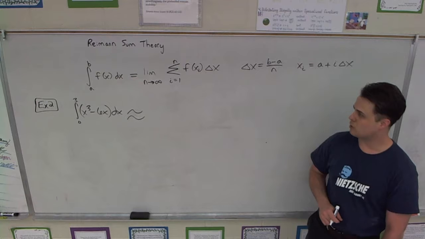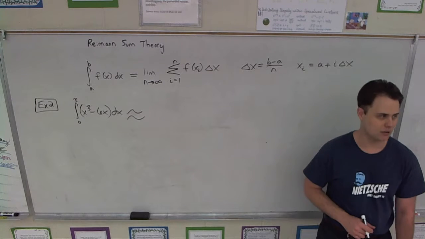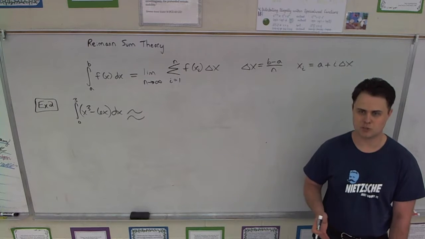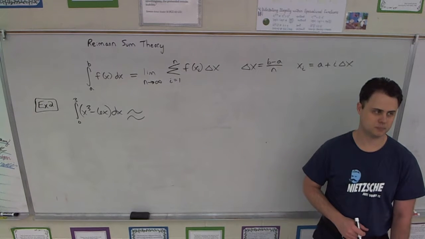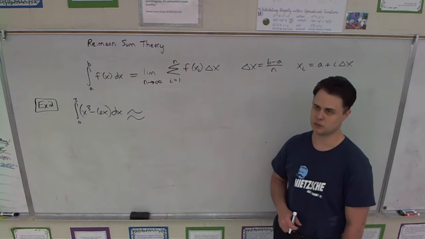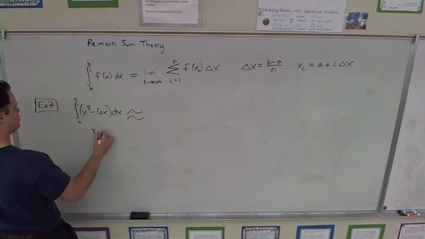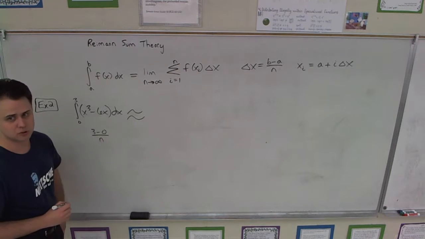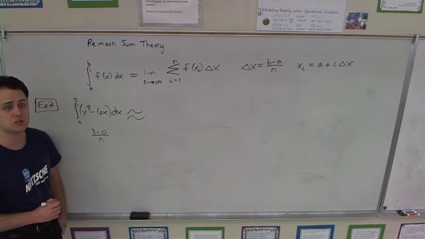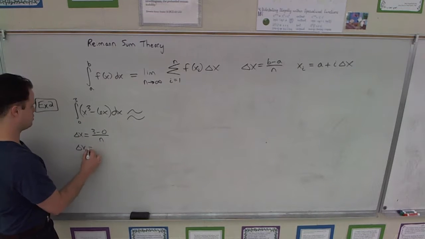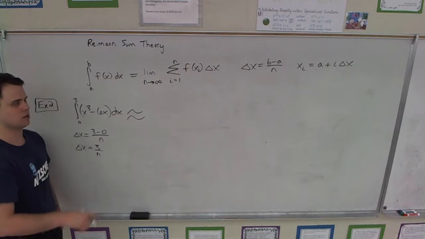So what we want to do is dissect this. b and a are pretty obvious, 3 and 0. And dx in approximate land is going to be delta x, which for us is going to be what? What's our delta x going to be? 3 minus 0 over n, because we're just going to do an arbitrary number of subintervals, n subintervals. Okay? So there's delta x. So delta x is 3 over n. That's what we're going to stick right there.